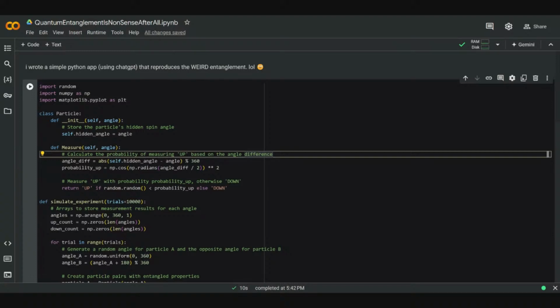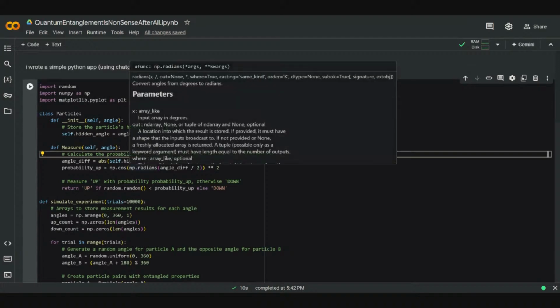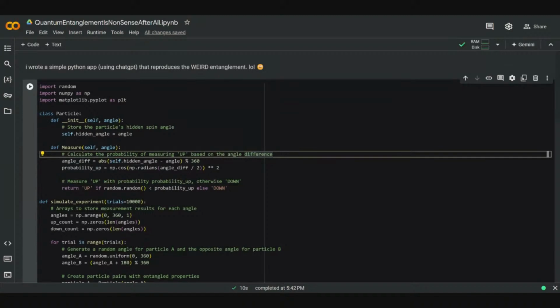Let's say the hidden angle is 0 and 0. 0 minus 0 is 0. So the angle difference is 0. 0 over 2 is 0. Radian 0. Everything is 0. The cosine of 0 is 1. It's 100%. It's good. That's at 0.